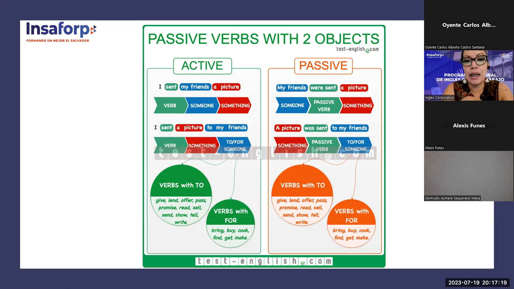Siempre vamos a ver a quién se dirigió la acción. En este caso, como dice, I sent my friends a picture. Yo soy el sujeto. Enviar es el verbo. El object es quien recibe o a quien dirigimos la acción. En este caso sería my friends. Ese sería lo que vamos a mover en la passive. Y empezaríamos ahí. My friends were sent a picture. Y ahí le podríamos poner by me. Esto es opcional, ¿verdad? Como el hechor, quien hace la acción, no es tan importante, podemos no mencionarlo. My friends were sent a picture.